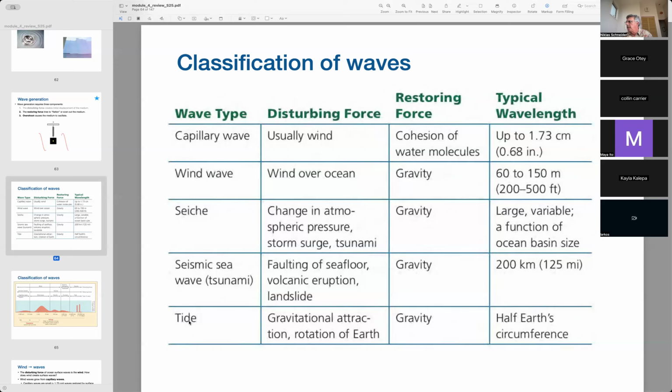And of course, tides. Again, the restoring force is gravity, but this is now the modulation of gravity by the Earth-Moon or Earth-Moon-Sun system. And so they're generated by these modulations of gravity, and again, restored also by gravity.